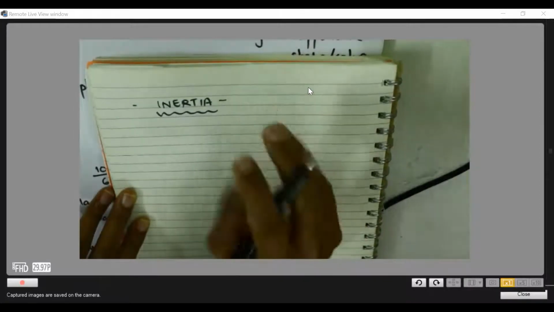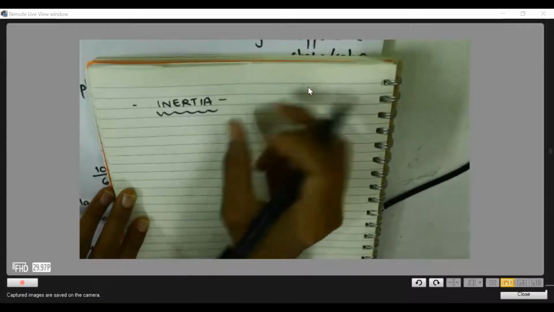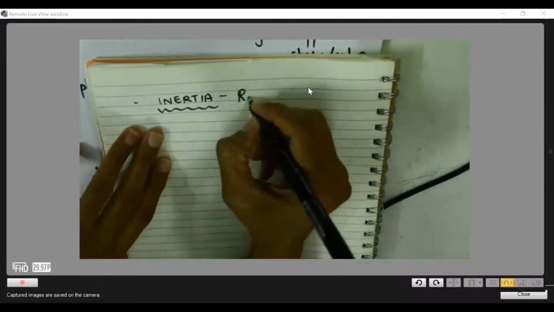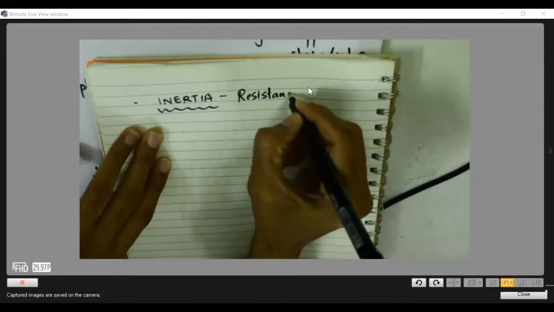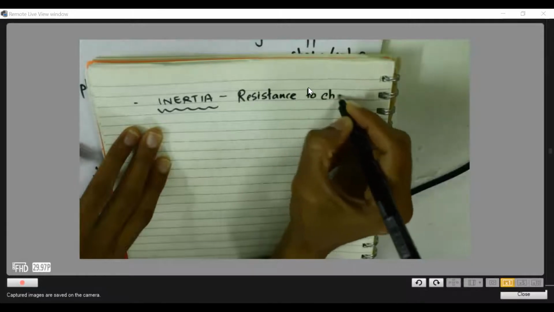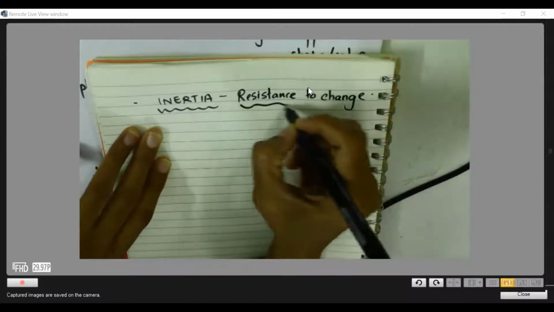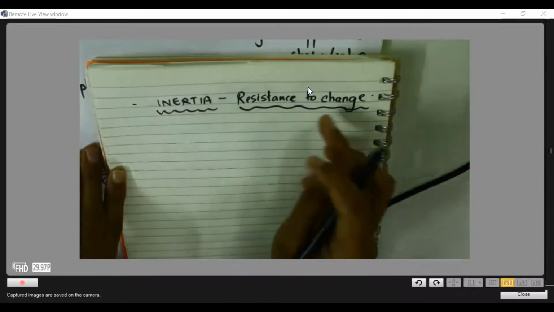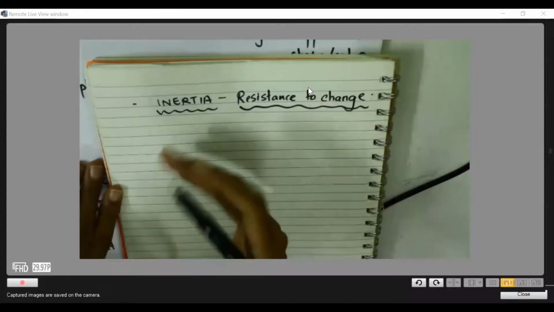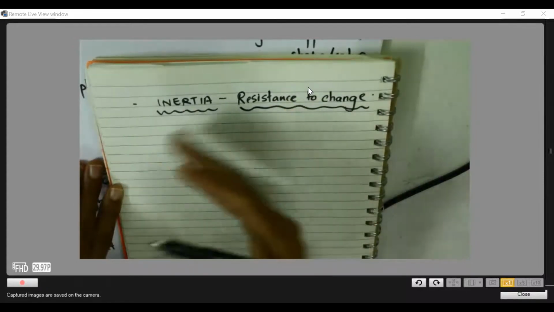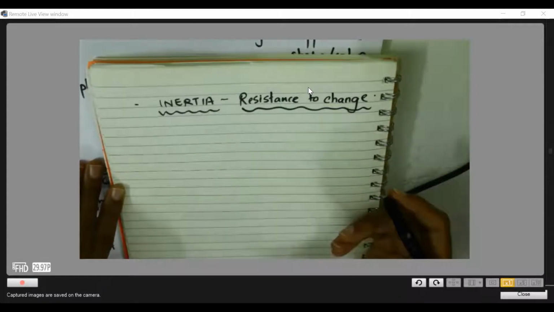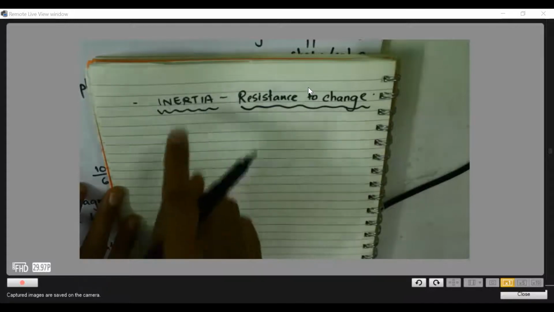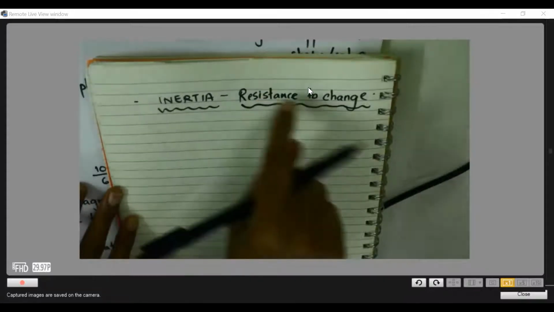And if anybody wants it in the shortest possible words, we can say simply that it is a reluctance to start moving. In easy words, resistance to change, any sort of change. You can come up with fancy definitions and big, elaborate explanations, but in simple words, Newton's first law of motion is inertia, and inertia means resistance to change.